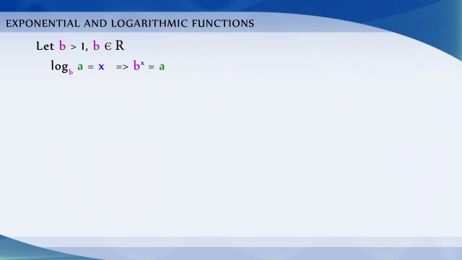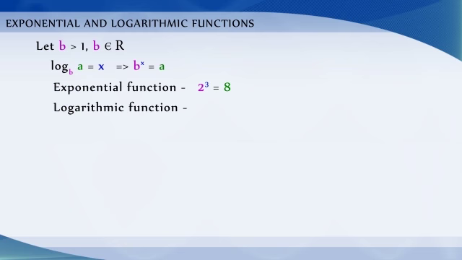We know that 2³ = 8, and 2³ is an exponential function. We can write this in terms of logarithm as log of 8 to the base 2 is equal to 3. Similarly, 10⁴ = 10,000 is equivalent to saying log of 10,000 to the base 10 is equal to 4.